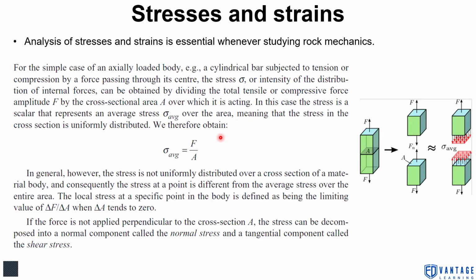What we generally do is try to find the strain of the body. Strain, in a sense, is what we see before failure: the change of length of the body with respect to original length. So we have linear strain, areal strain, volumetric strain. In general, the stress is not uniformly distributed over a cross section of a material body, and consequently the stress at a point is different from the average stress over the entire area. We are applying the force on the face of the body, but we don't know at the internal part, maybe somewhere here or somewhere here, what is the exact stress being acted. This is the force applied here.